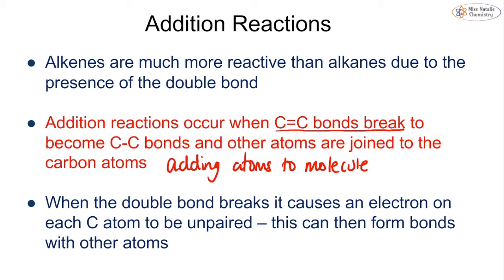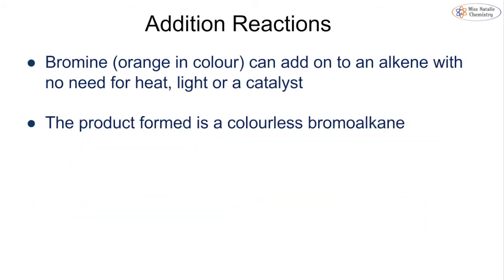So we break the double bond to a single bond, and then because each carbon has to have 4 bonds, we then add in some extra atoms. Because when the double bond breaks, it means that the electron on the carbon atom is going to become unpaired, and we don't want an unpaired electron, so we want it to form bonds with something else. So alkenes will undergo addition reactions, in particular with the halogens.